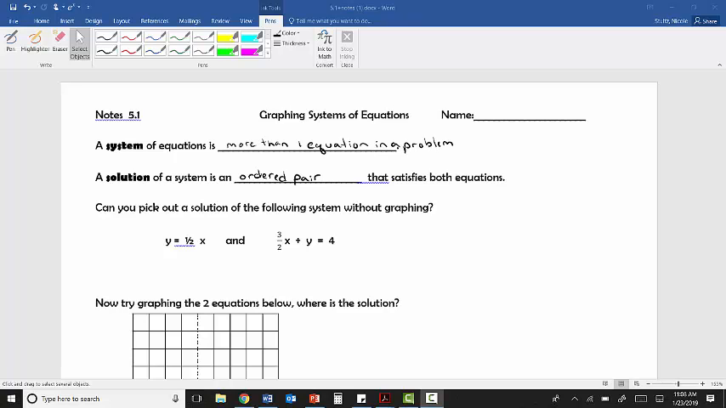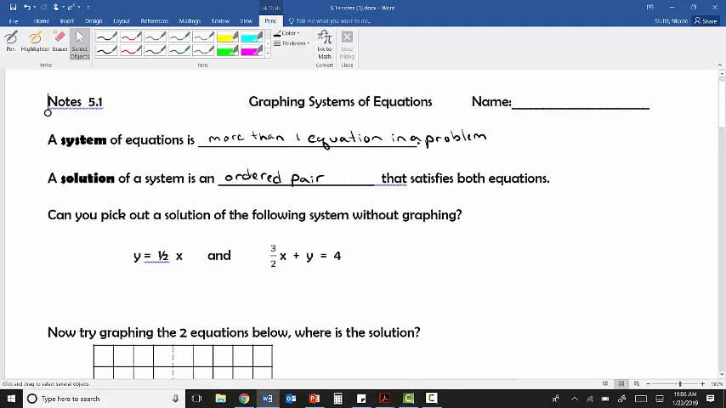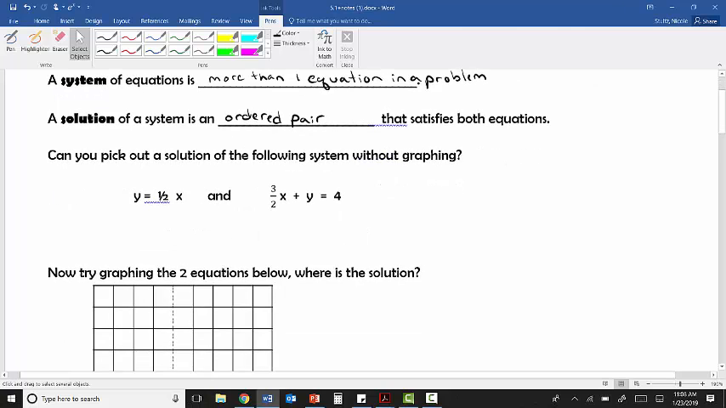Today's lesson is going to start our chapter of systems of equations. Before, we just graphed one line at a time, and now we're going to graph two lines. The word system simply means more than one equation that you're going to handle in a problem. All your solutions to these systems are going to be ordered pairs, and they have to satisfy both equations.